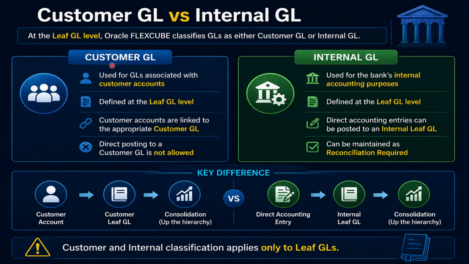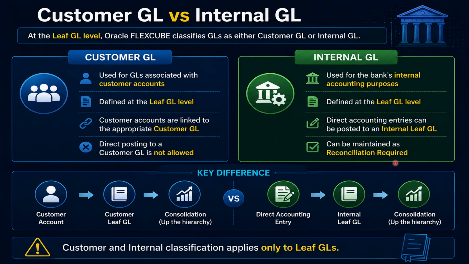A customer GL is associated with customer accounts. Transactions are posted to individual customer accounts, and the related accounting information is reflected under the associated customer GL. Direct posting to a customer GL is not allowed. An internal GL, on the other hand, is used for the bank's internal accounting requirements. Direct accounting entries can be posted to an internal leaf GL. Internal GLs can also be marked for reconciliation where required.